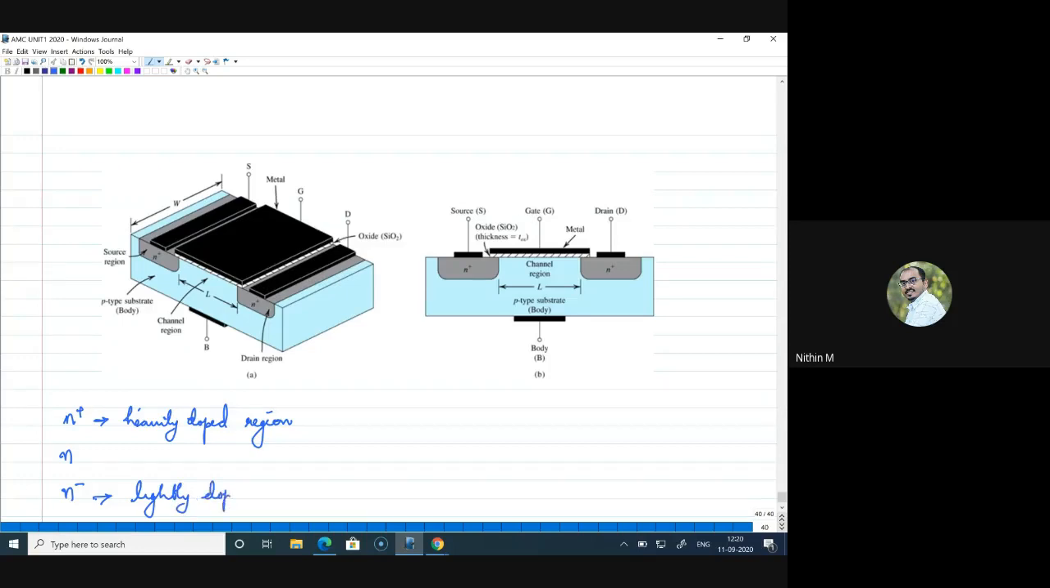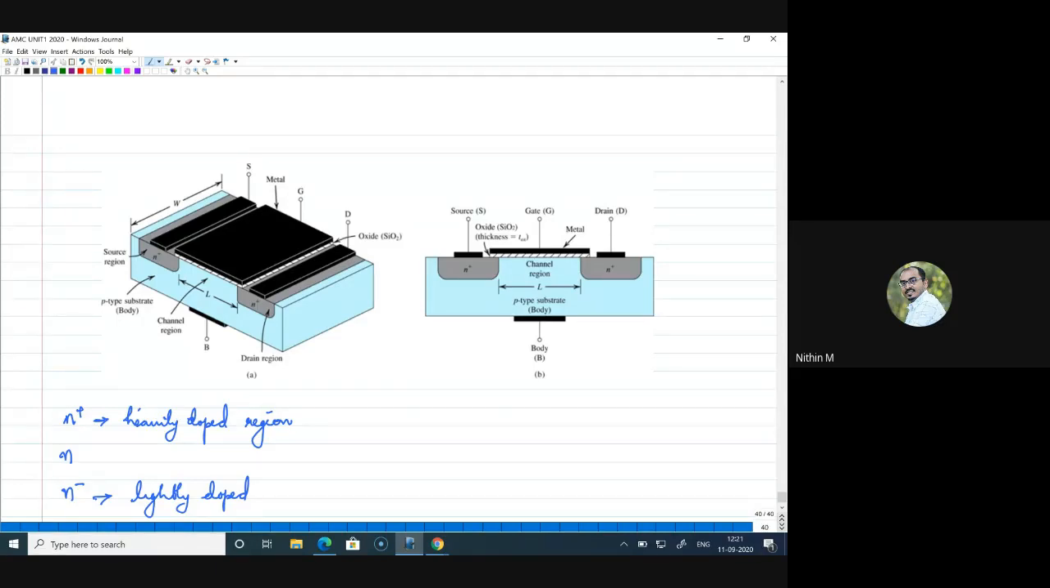Right. So in the previously mentioned substrate or the bulk or the body, we are defining two N plus regions on both sides. And now you can see your metal layer, an oxide layer, and the semiconductor layer with these two additional regions defined on the substrate.